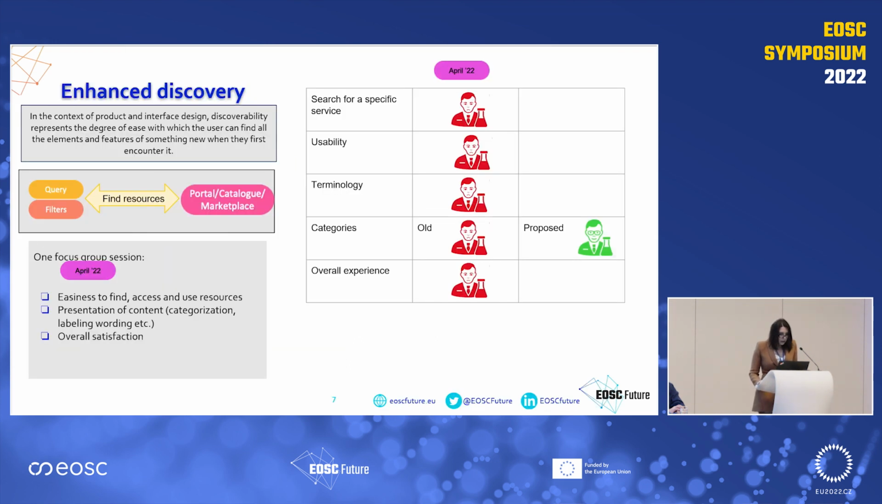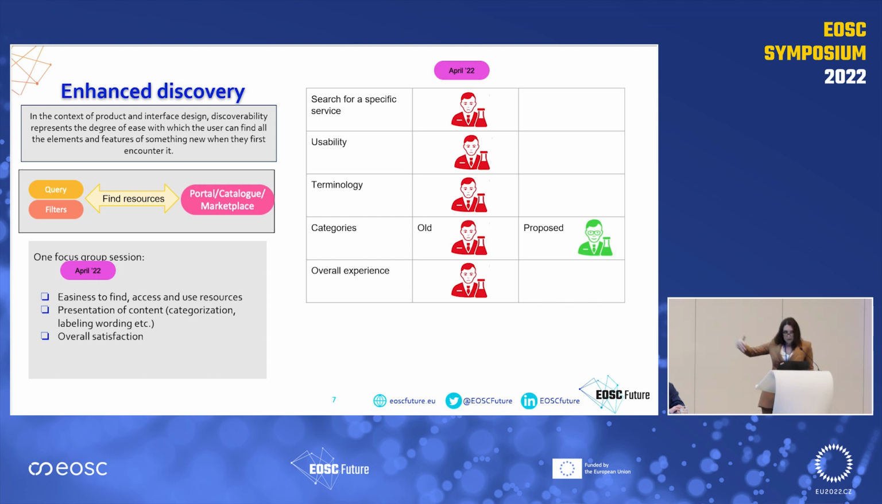The next one, enhanced discovery. So the human discovery process essentially consists in two things, querying and filtering. So we had one focus group in April 22, and we asked people just to look at the portal and to tell us how easy it was for them to find and access and use resources. We wanted them to tell us how the content is presented, if the categorizations are good, if the terminology is okay, and of course overall satisfaction.